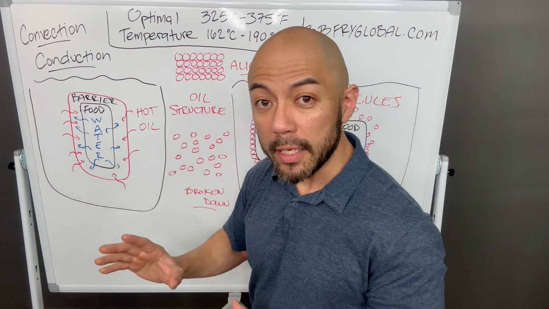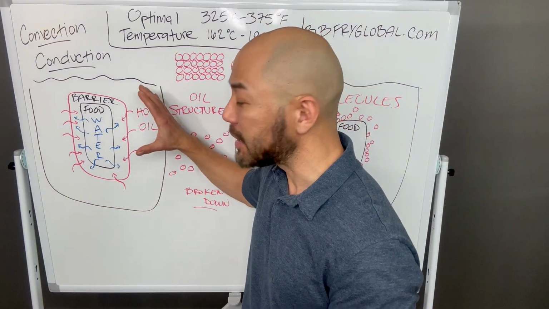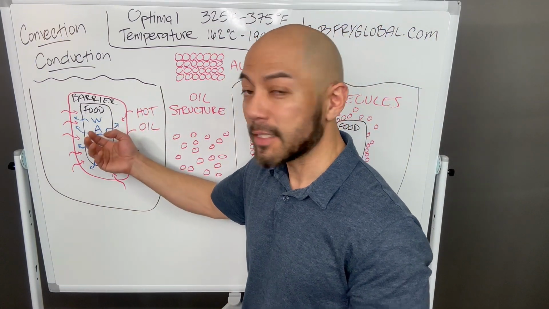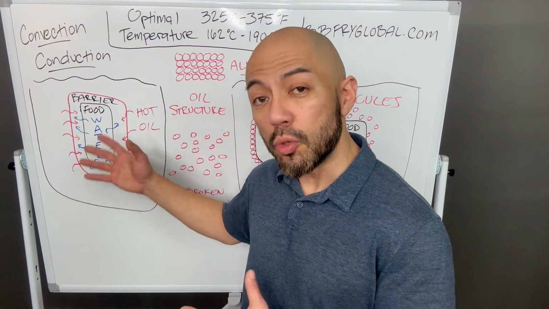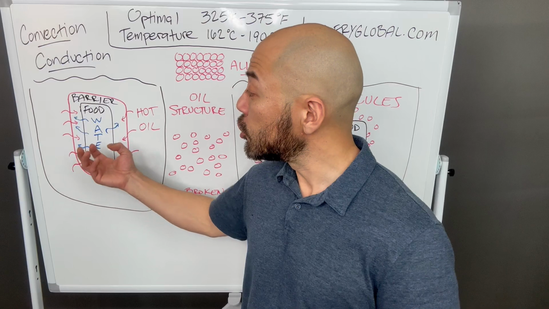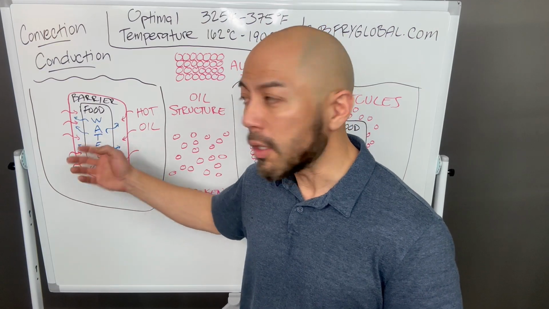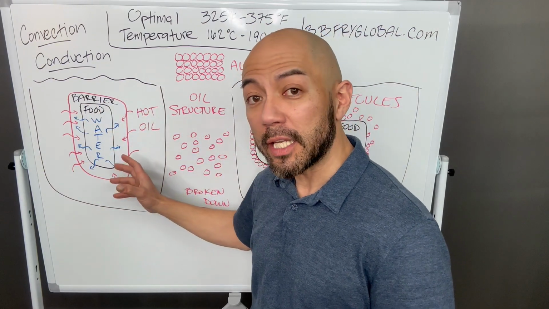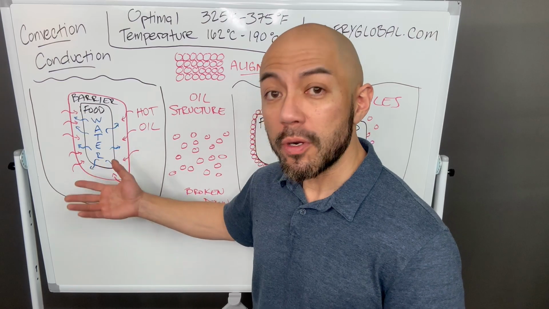If your oil is too hot, what ends up happening is the outside just gets burned and the inside doesn't have enough time to cook. Now, if your oil is too cool, then the opposite happens. The food just sits there and it takes too long to cook, so the food is just absorbing more and more oil and you're not getting that crust on the outside that you want. So you end up with wasted food and wasted oil.